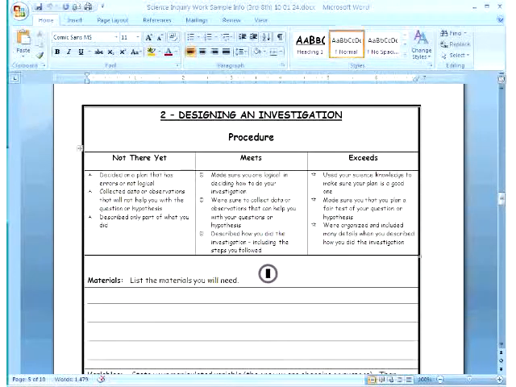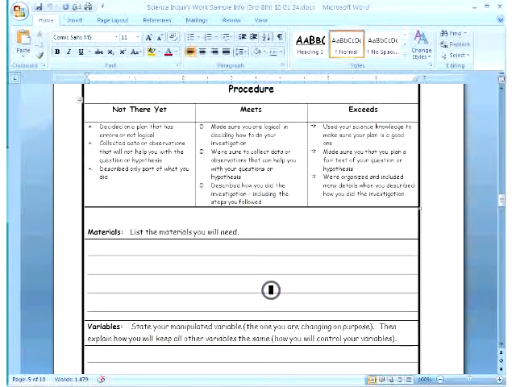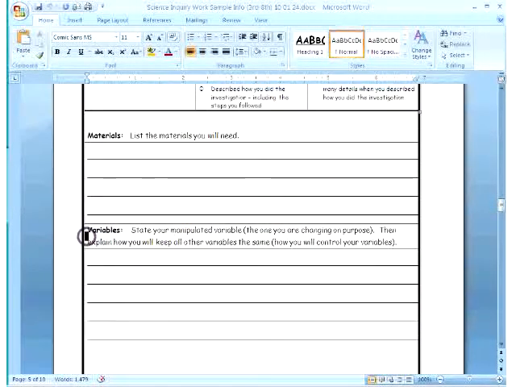Number 2 is designing an investigation. And this is where you design what you're going to be doing for your investigation. So you're going to list out what materials you're going to need. You're going to list out what variables. So what are you going to be changing on purpose? And then also what you're going to keep the same.